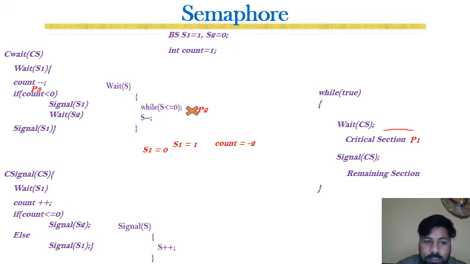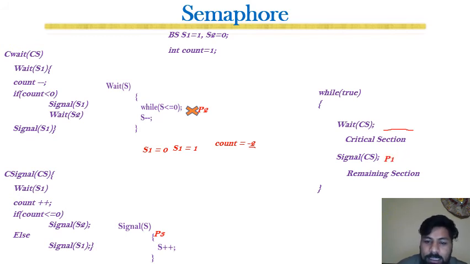So let's move ahead. Now, for example, P3 will proceed and P3 checks whether count's value is less than 0. Yes, because its value is minus 2. So it will issue signal on S1. Once it issues signal on S1, it means that it increments the value of S1.